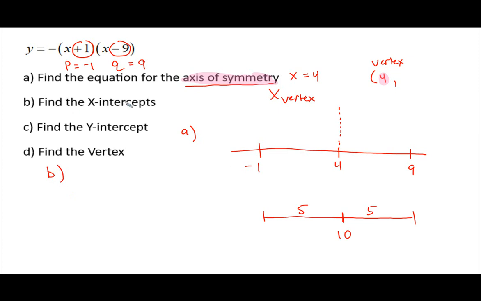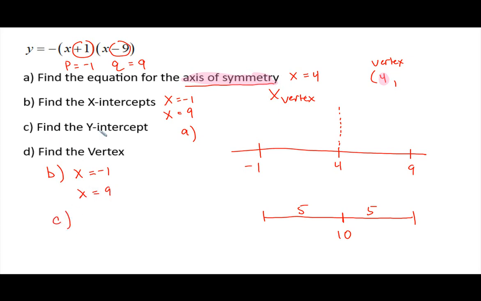Find the x-intercepts. Well, that's easy. This is in x-intercept form. The x-intercepts are your p and q values. So you could just say x is equal to -1, x is equal to 9. Right here, x is equal to -1, x is equal to 9.